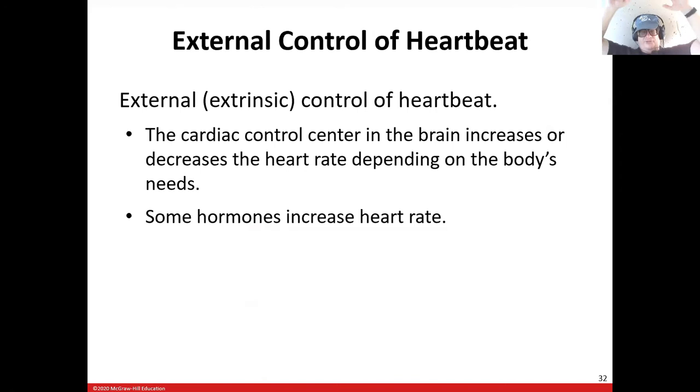Any control from the outside is what we call extrinsic control. And this could be done with hormones. This could be done electrically. The vagus nerve will stimulate the heart, and the vagus actually will slow it down.